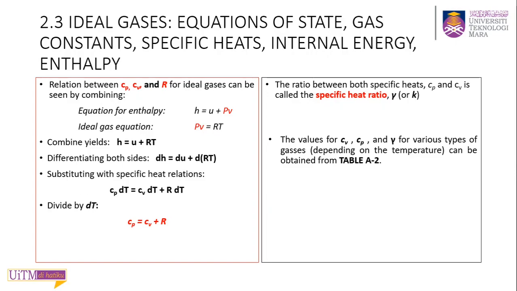The next relationship between Cp and Cv is seen in the property called the specific heat ratio, gamma, or we can also use the letter k, where gamma equals Cp over Cv. If we know the name of the gas, we can read the values for Cp, Cv, and gamma using table A2 in the property tables.